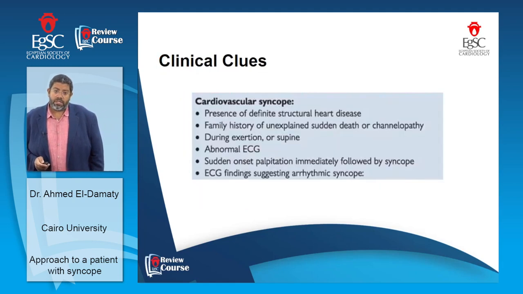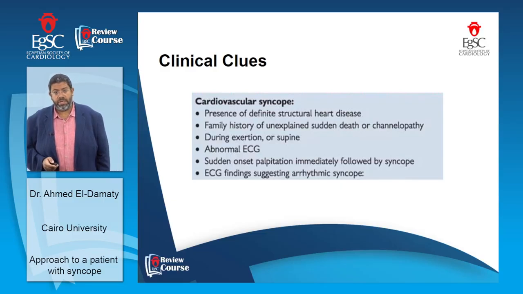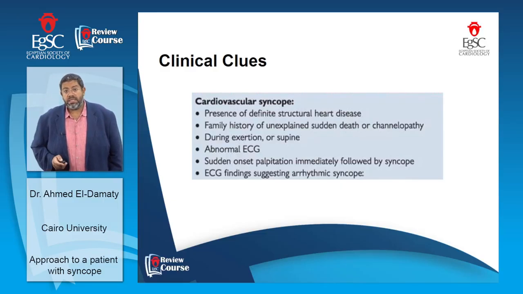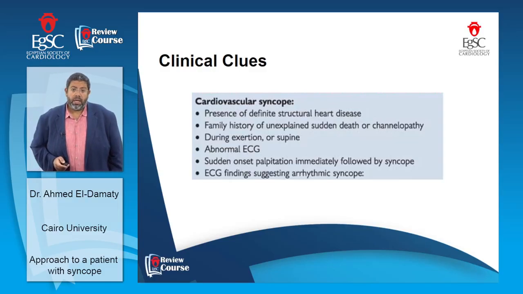Clues for a cardiovascular syncope are the presence of a definite structural heart disease, or a family history of sudden cardiac death in patients with inherited arrhythmia syndromes. Cardiac syncope, whether it's obstructive or arrhythmic, is notorious for happening in the middle of exertion. It can also happen in the supine position as well. It's associated with an abnormal electrocardiogram.